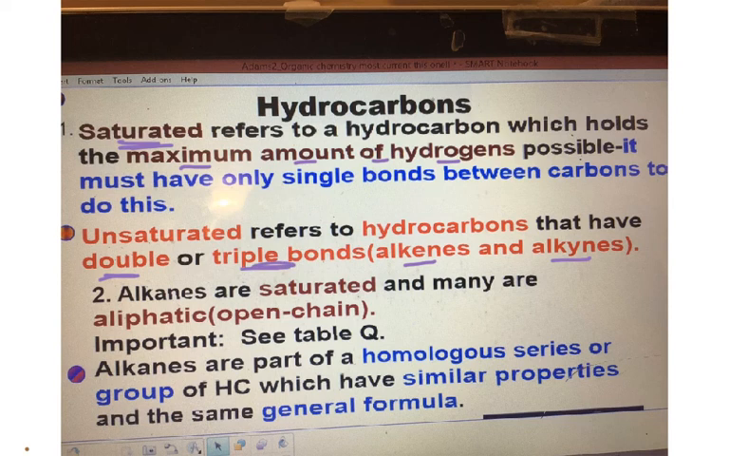Another name for open chain or straight chain alkanes or compounds is called aliphatic. This is a big fancy term, just meaning you're open chain. You're not in a ring or a circle.